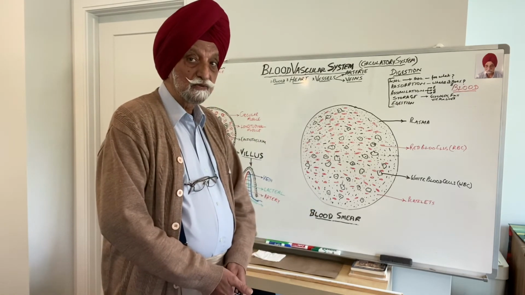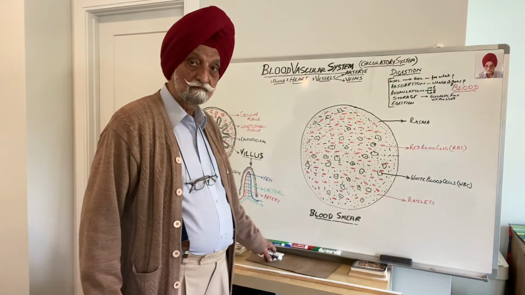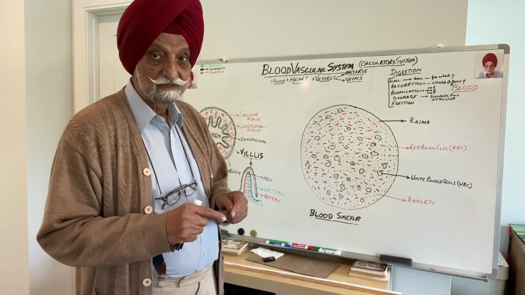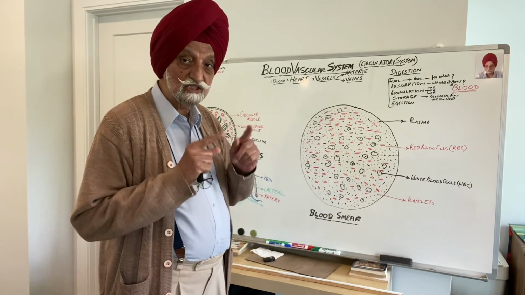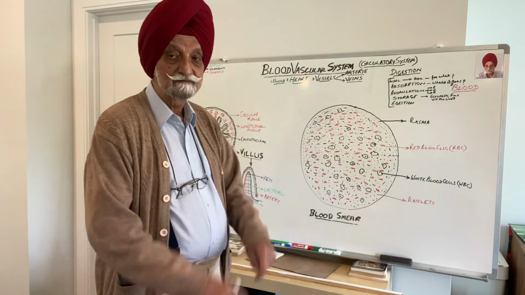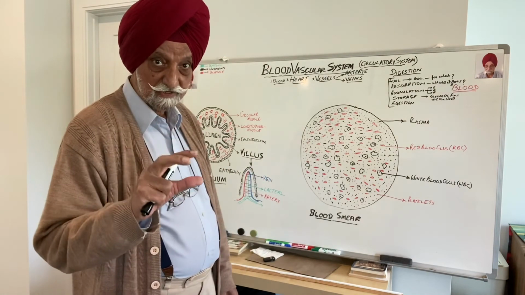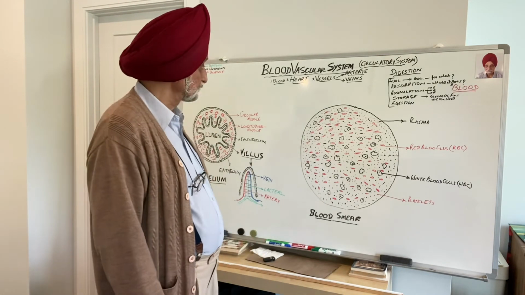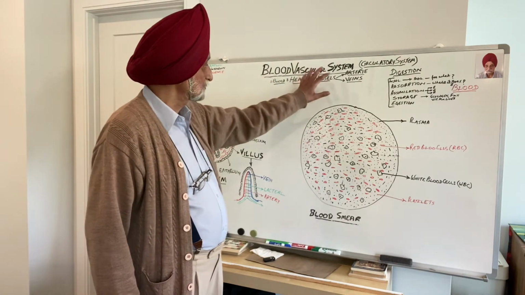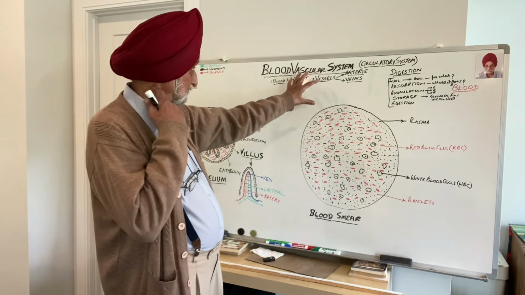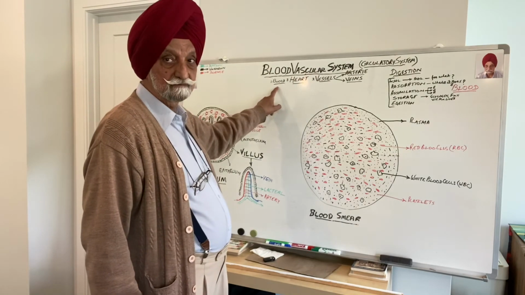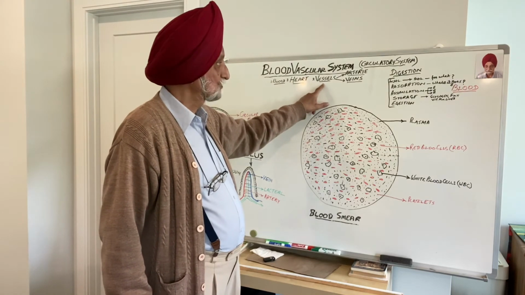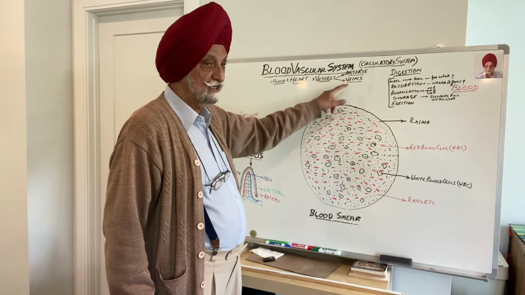Now, each cell needs energy to be alive, and the food, glucose, goes to each single cell of the body. That is what I am trying to emphasize, the circulatory system, that is the blood, right? Now, the blood vascular system, as the name indicates, consists of blood, the heart, the vessels, and there are two types of vessels, the arteries and the veins.